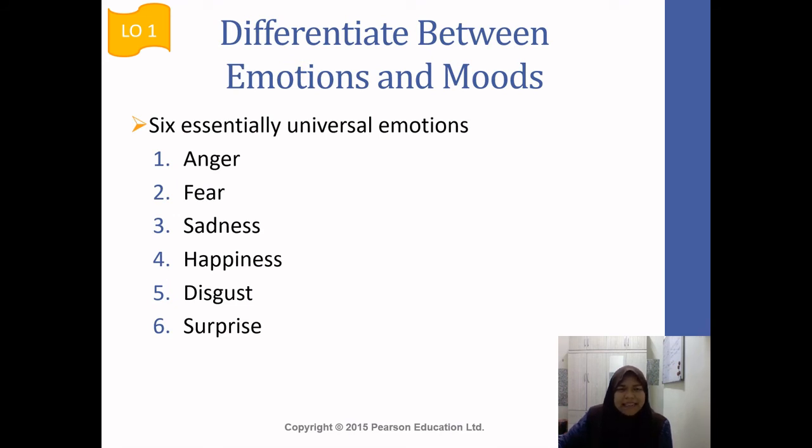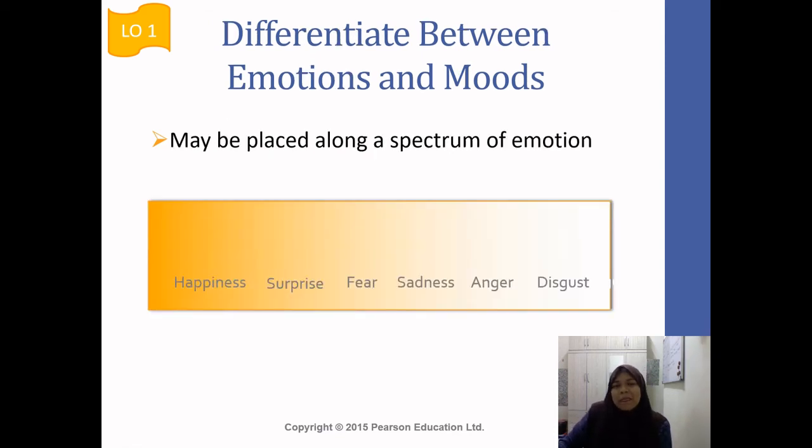So basically there are six essentially universal emotions, which are anger, fear, sadness, happiness, disgust and surprise. Ini you kena ingat lah, ada 6, essential universal emotions. Okay, semua orang pernah merasai ini. Okay, so they can be placed along the spectrum of emotion. Ini spectrum of emotion lah. Bila lagi warna cerah ni lagi happy lah. Kalau warna lagi gelap ni you're not happy with it.